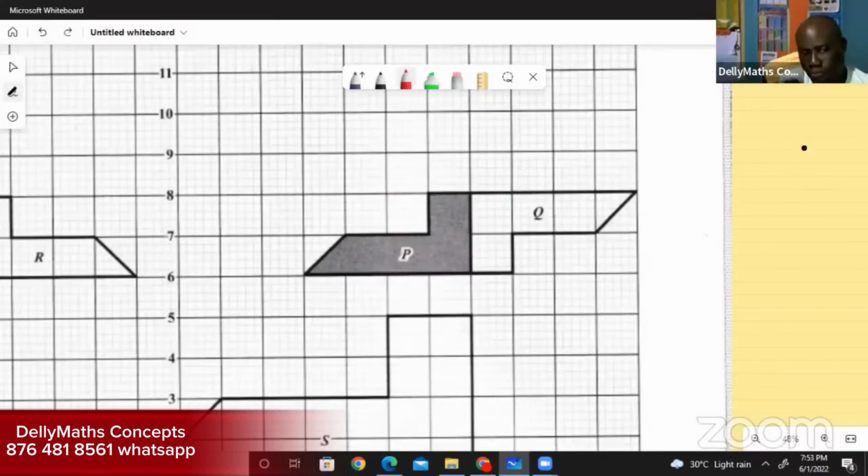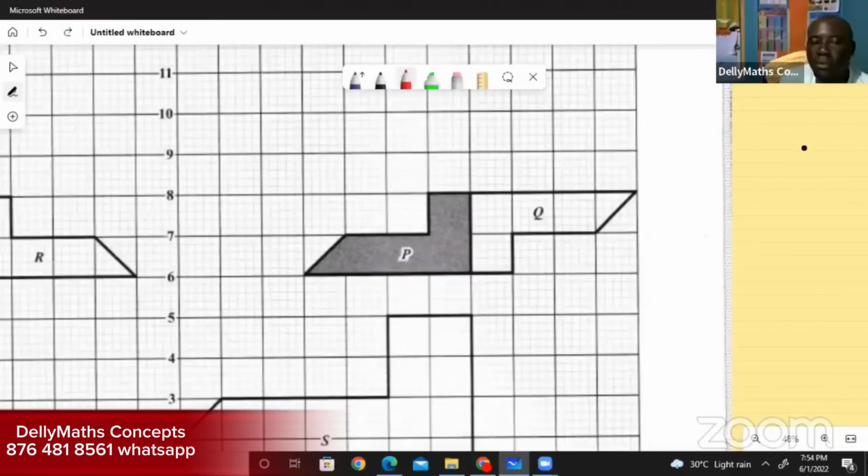Now, here's the deal. It's not a reflection. So reflection is off. Only 4 of them we have to think about. So reflection is out. It's not a translation because translation does not flip the thing like that. It's not an enlargement. All right. So definitely it is a rotation.